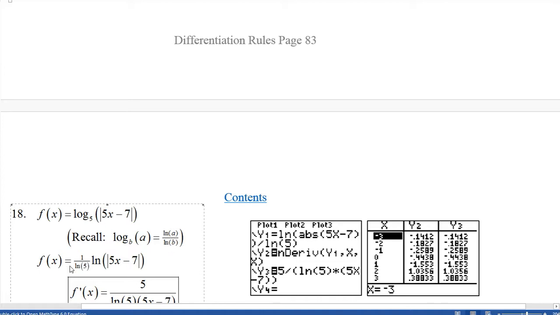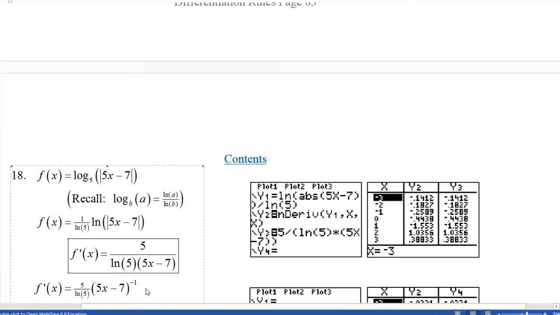Well, 1 over natural log of 5 is a constant, so I start by using the constant multiple rule and bring it out front. I'll do the substitution in my head here. This is the logarithm of the absolute value of u. The derivative of log absolute value of u is 1 over u times the derivative of u. U is 5x minus 7, so this is 1 over 5x minus 7. The derivative of 5x minus 7 is 5, and we still have our 1 over ln of 5. And so there's the derivative right there.